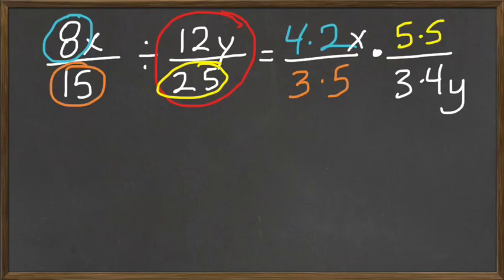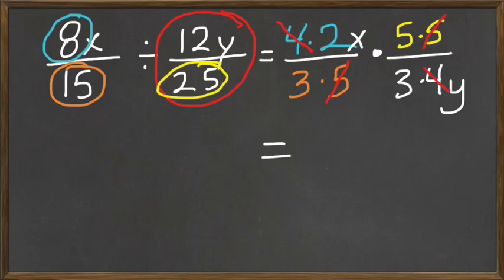And they're ready to start canceling out. We have a 5 on the bottom here, and a 5 on the top. Cancel out the 4s as well. 4 here, 4 there. And that's it. We can't cancel out the 3s. They're both in the denominator. And we're ready to multiply across and get our final answer.